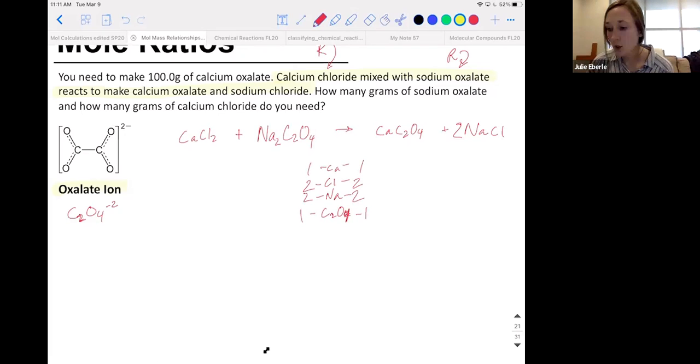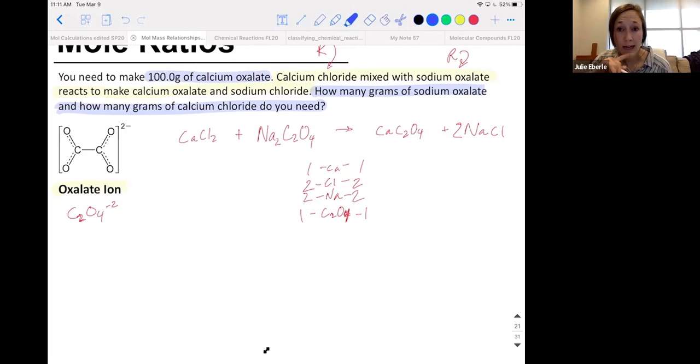All right, so that's one hard part over. Now let's actually read the question. We haven't even finished reading the problem. In blue, and try again, in blue, how many grams of sodium oxalate and how many grams of calcium chloride do you need? There's 2 questions there. We're just gonna answer the first part, which is how many grams of sodium oxalate do you need to make 100 grams of calcium oxalate.